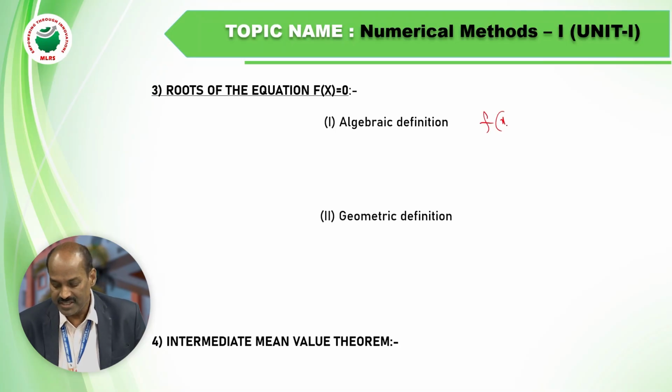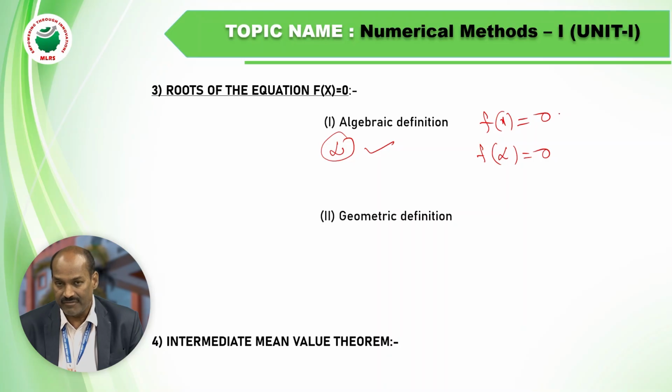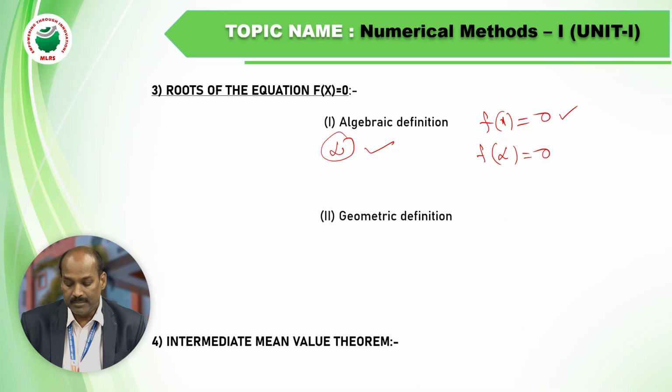Suppose f of x is equal to 0 is the given equation. If alpha is any number that satisfies this equation, that is f of alpha equals 0, then this number is called the root of the given equation f of x is equal to 0. Here alpha may be a real number or a complex number.